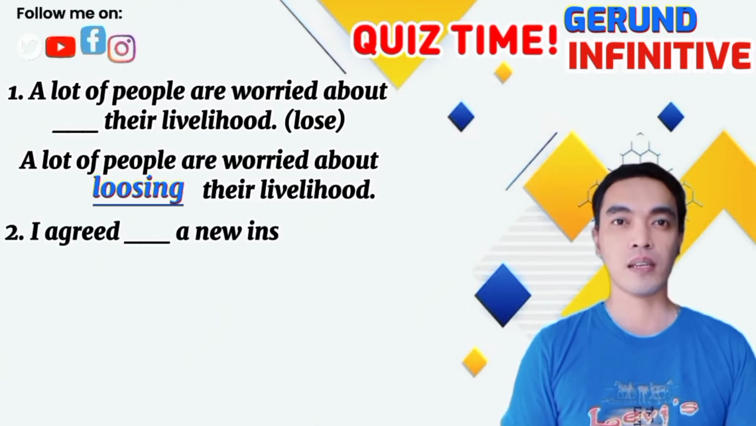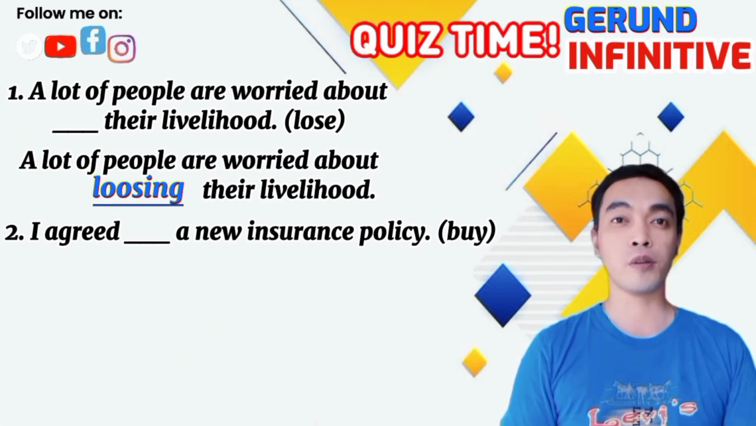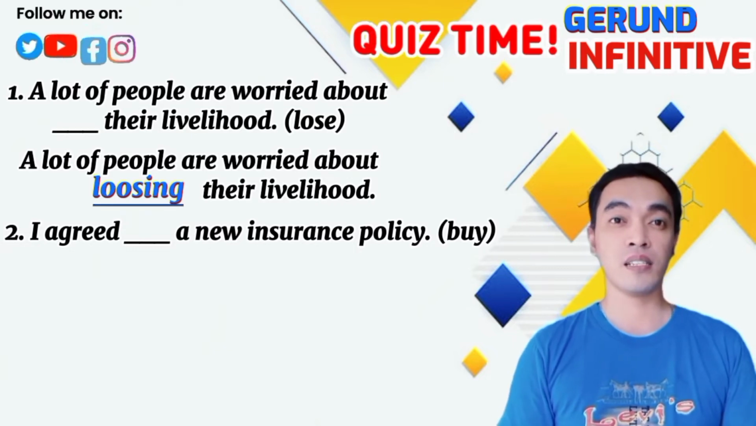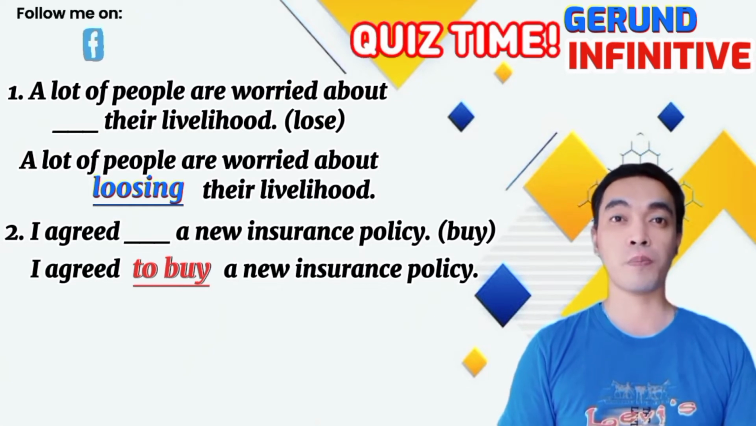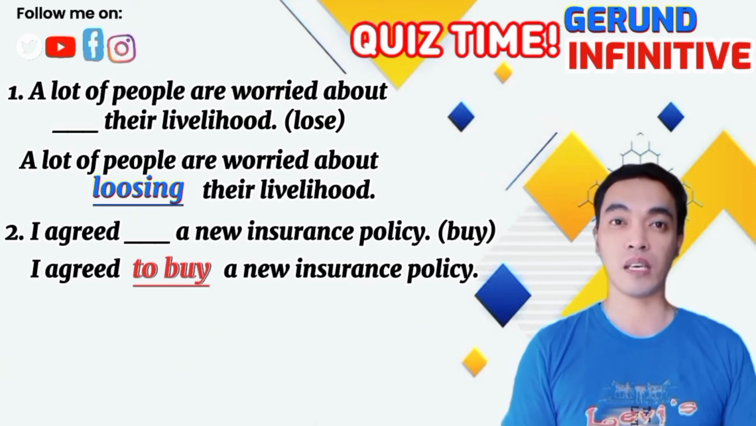Number 2. I agreed a new insurance policy. And the word we're going to use is buy. The correct answer is: I agreed to buy a new insurance policy. When you agree, you agree to do something.